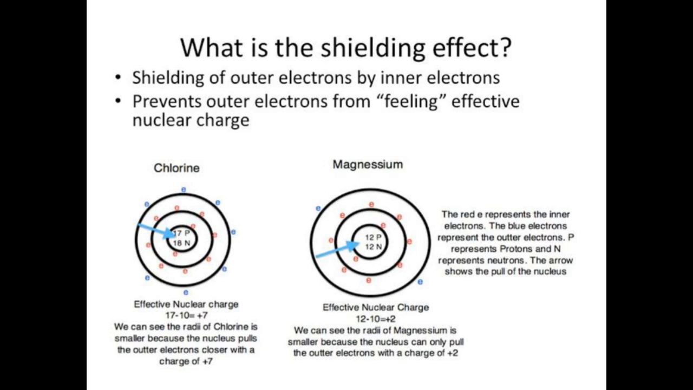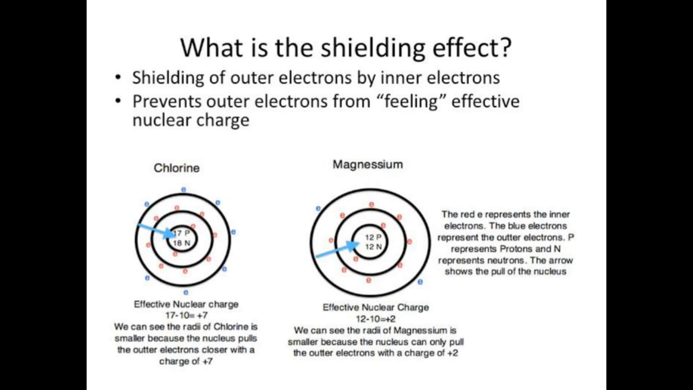Sorry, it will increase down the group. The shielding effect will increase down the group, and then of course will decrease across a period. It's increasing down the group because the further away the electron is, the more the shielding effect. But as you move across the period, there is no increase in the number of shells, so they are not moving further away. So the shielding effect will decrease across the period.